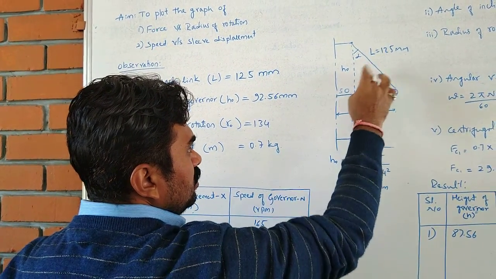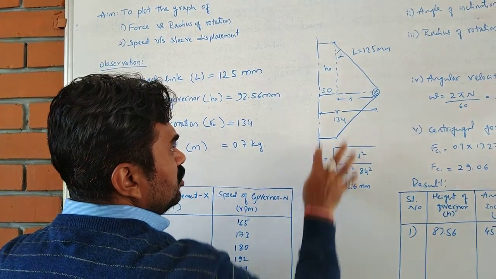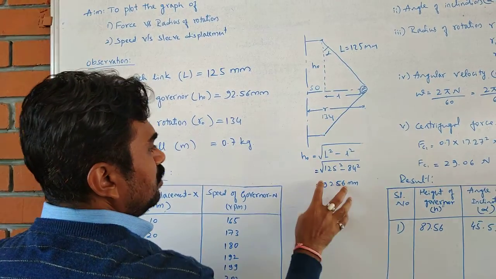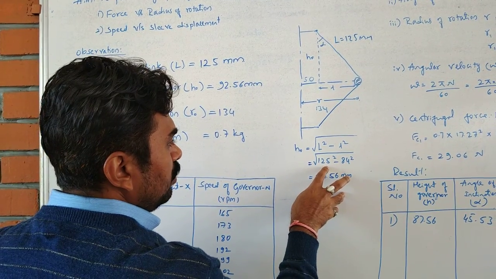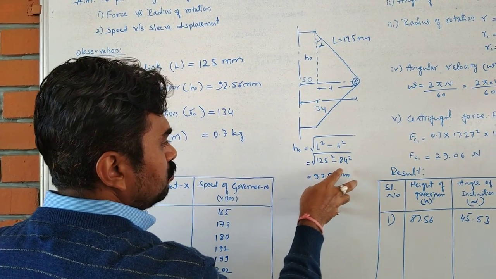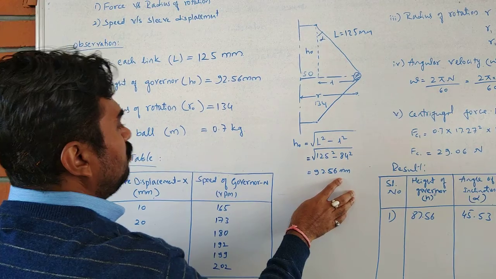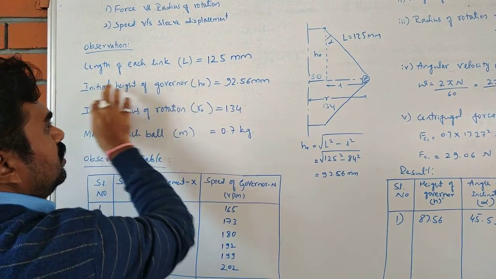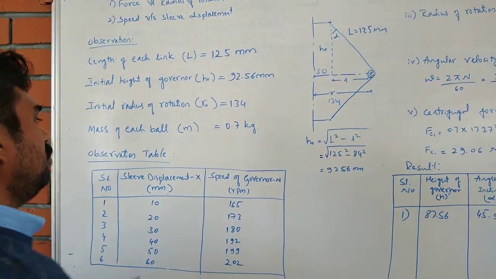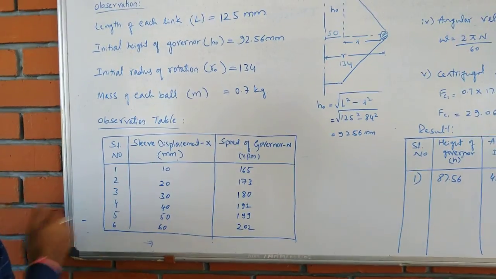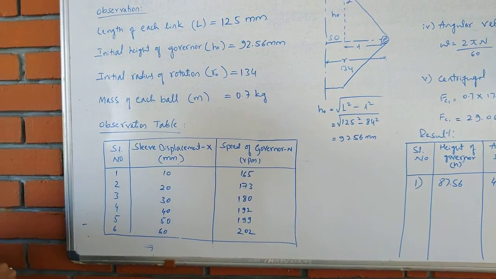Using the Pythagoras theorem, h naught, the initial height of the governor, is equal to root of 125 square minus 84 square. So it will be 92.56 mm. This is the initial height of the governor, 92.56 mm. Next we will come to the observation table.